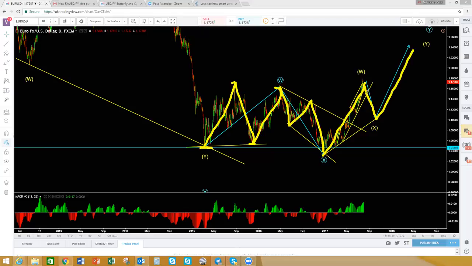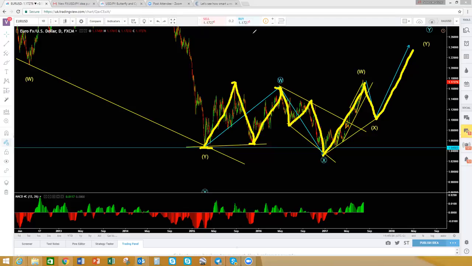So here, what we'll be looking for is this correction here. And a break of whatever correction we're going to get here will be an opportunity for us to buy this pair, okay? That's how we look at this market now. So this is Euro US dollar.